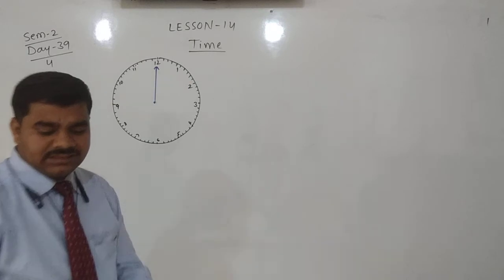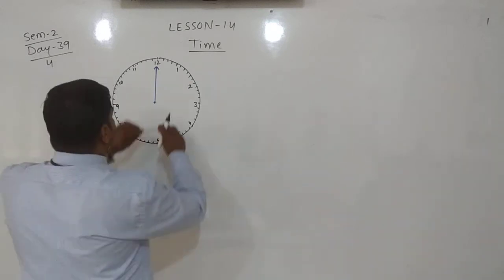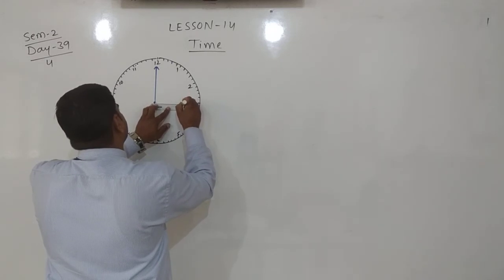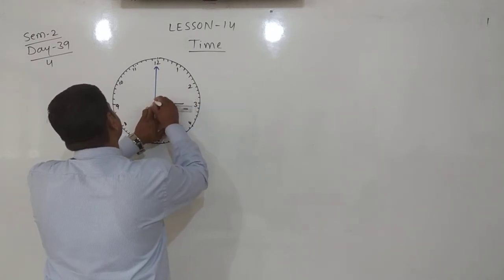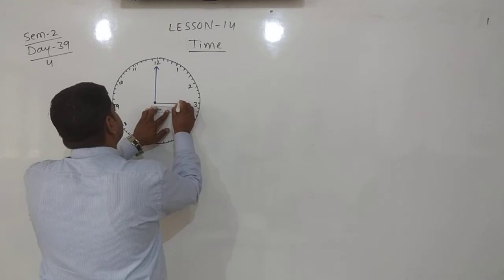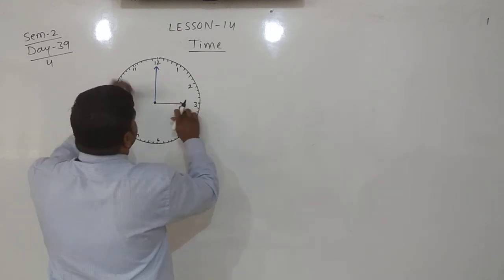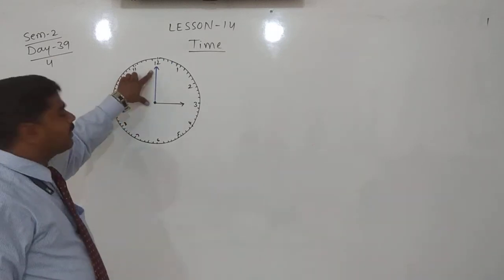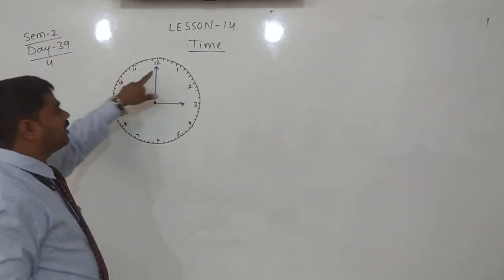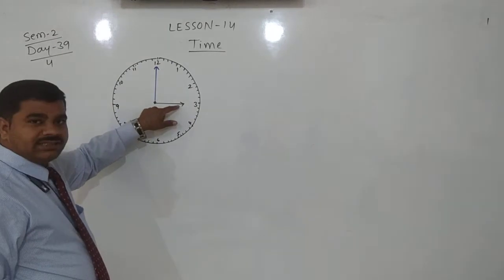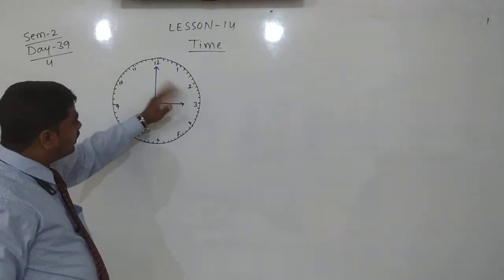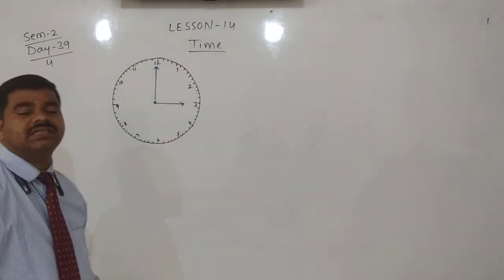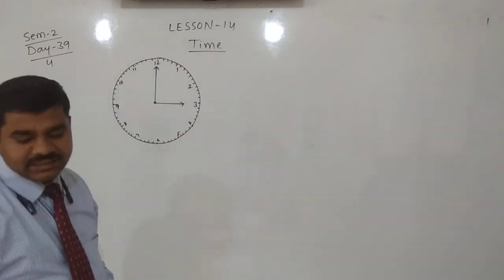And the hour hand takes 2 rounds in 24 hours per day. How many rounds? 2 rounds. It is the shorter hand. We can say it is shorter than the minute hand. For 1 hour the minute hand takes 1 round. The hour hand takes 12 hours for 1 round. And if it completes 2 rounds, then 24 hours are completed.